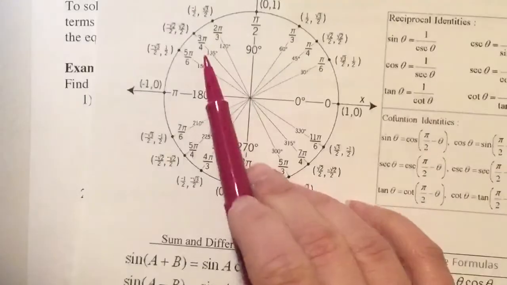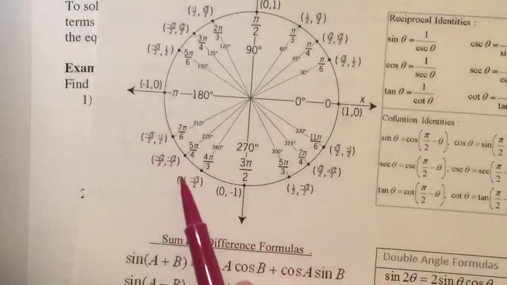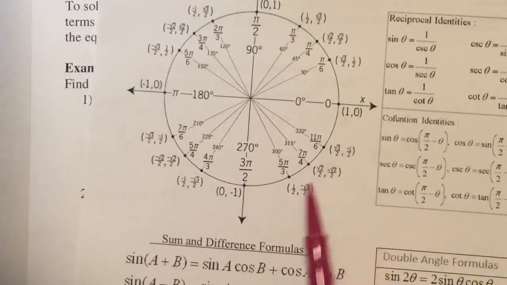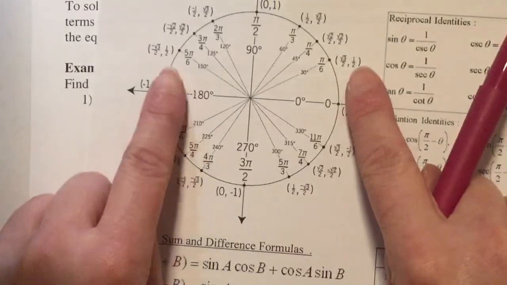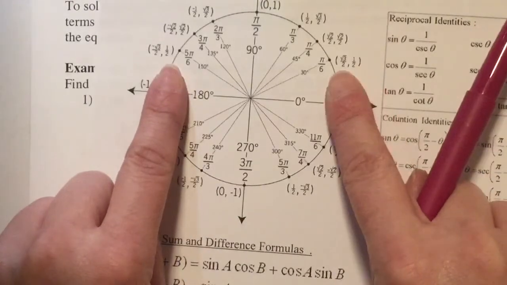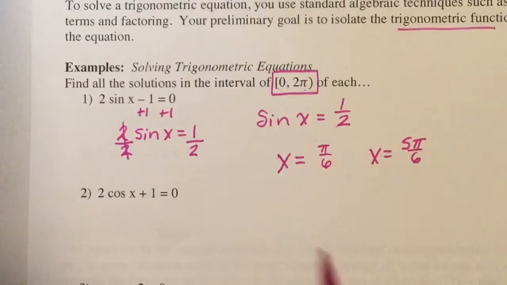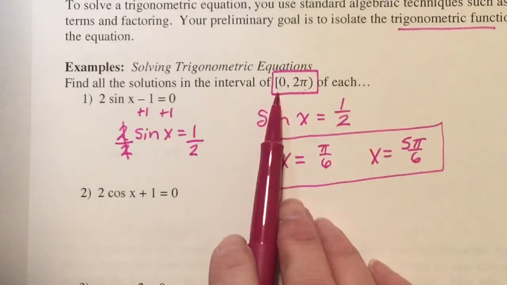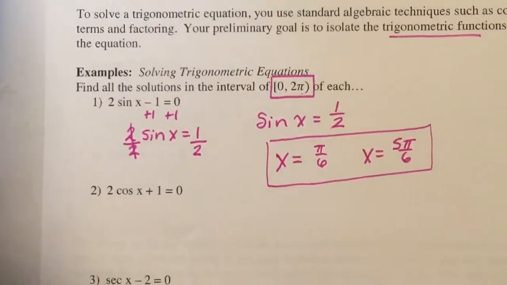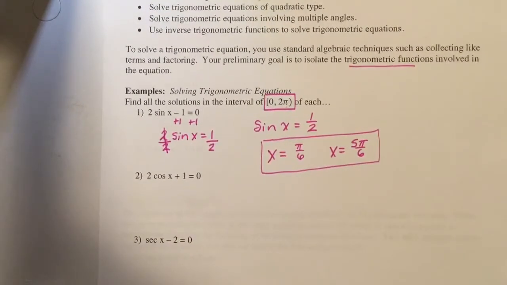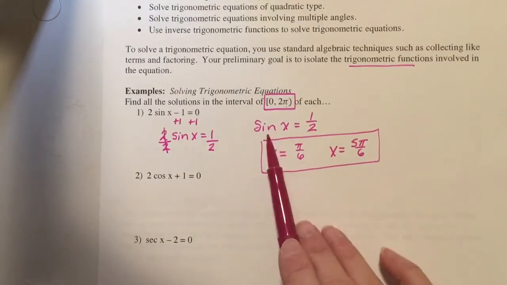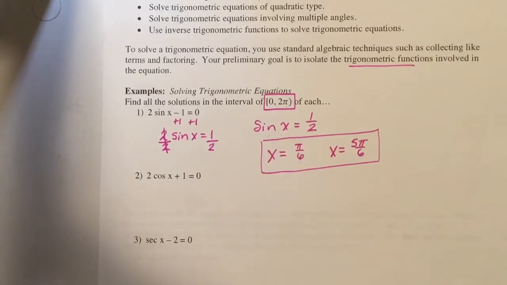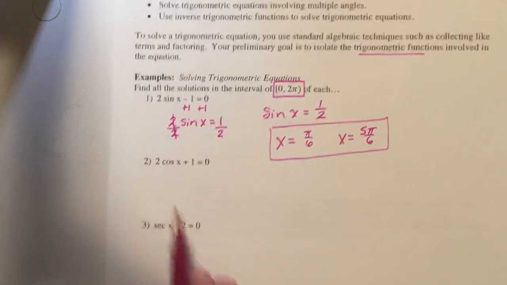Now as I go here, notice all of my y values end up being negative, so I would only have these two solutions right here, pi over 6 and 5 pi over 6. Those are the two x values within the domain of 0 to 2 pi, meaning staying within the unit circle, where the sine, which is the y value, equals 1/2. See, kind of fun, isn't it? Okay, let's try this one.